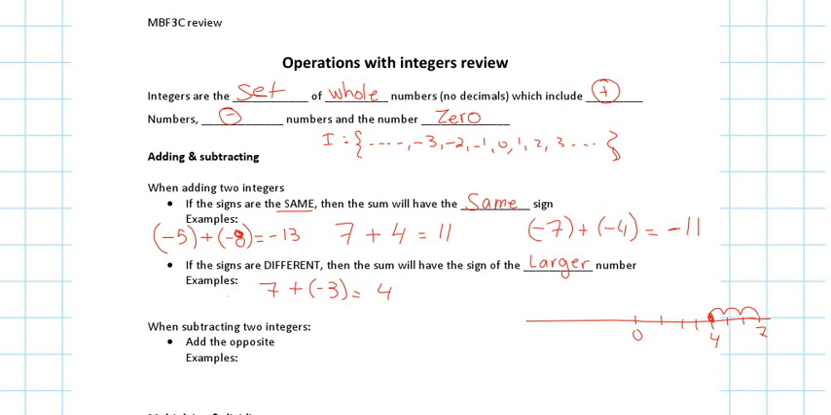What if I had negative 7 plus 3? What's negative 7 plus 3? Number one, is it going to be positive or negative? Negative, because your bigger number is negative, right? And it's going to be negative 4. Okay? So in this case, you're subtracting the numbers, and then you're looking at the one that has the biggest value. That's going to be the sign of the answer.